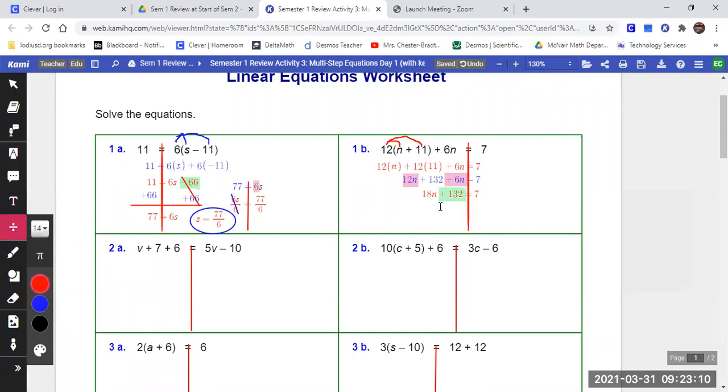Subtract 132 from both sides, exactly. So minus 132 from the left. Whatever we do on the left side, we have to do on the right side. So I'm going to just copy and paste it over.